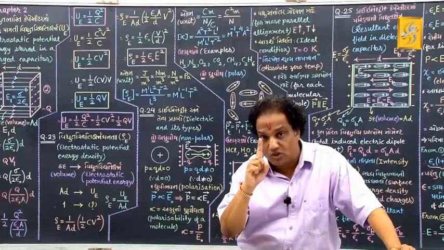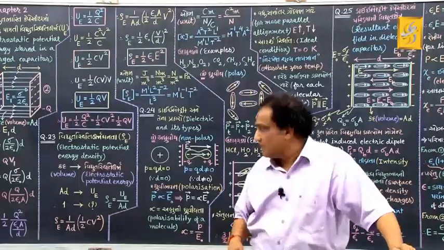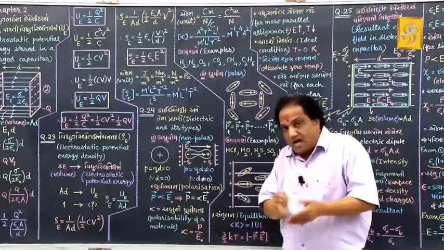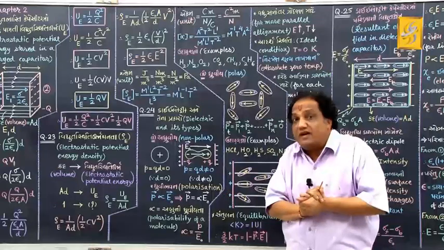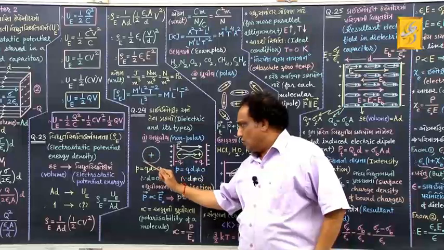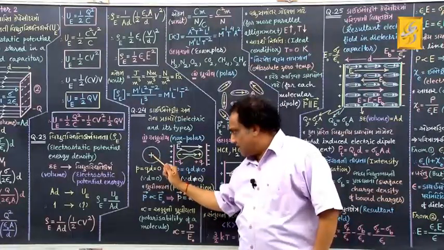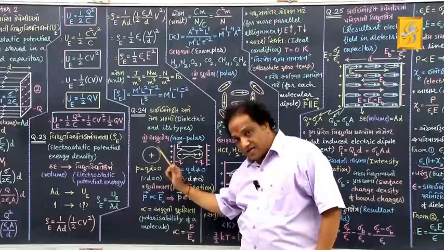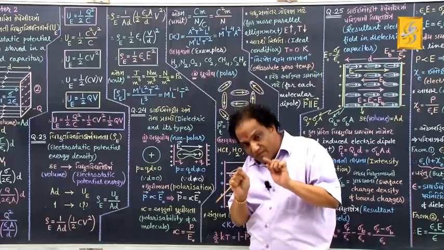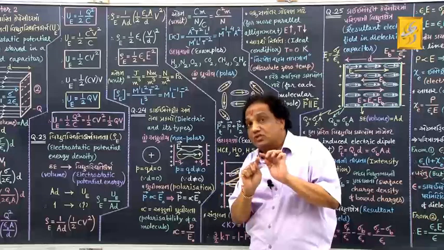Number one, that is non-polar. Number two, that is polar. Let us see one by one. First of all, we talk about non-polar molecules. How is the non-polar molecule of a dielectric? I am showing you. It is like this. Look, here in this molecule, the center of positive charge and the center of negative charge are coinciding at the same point.